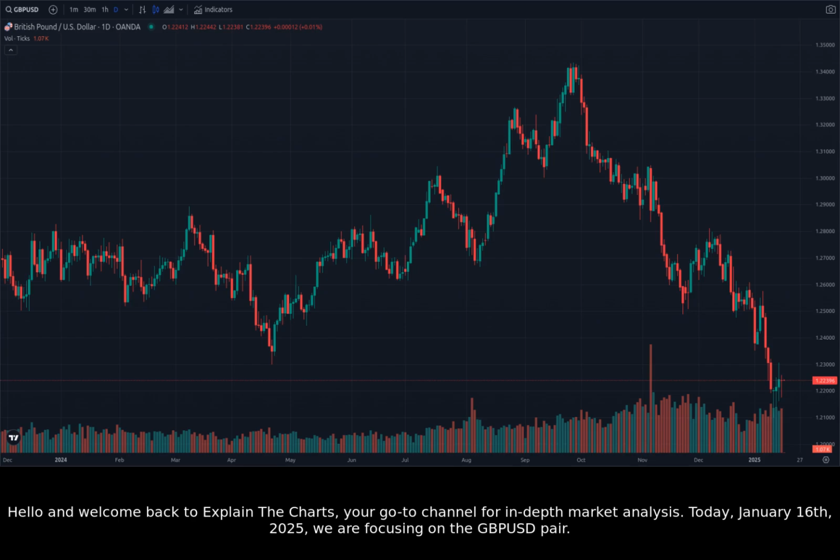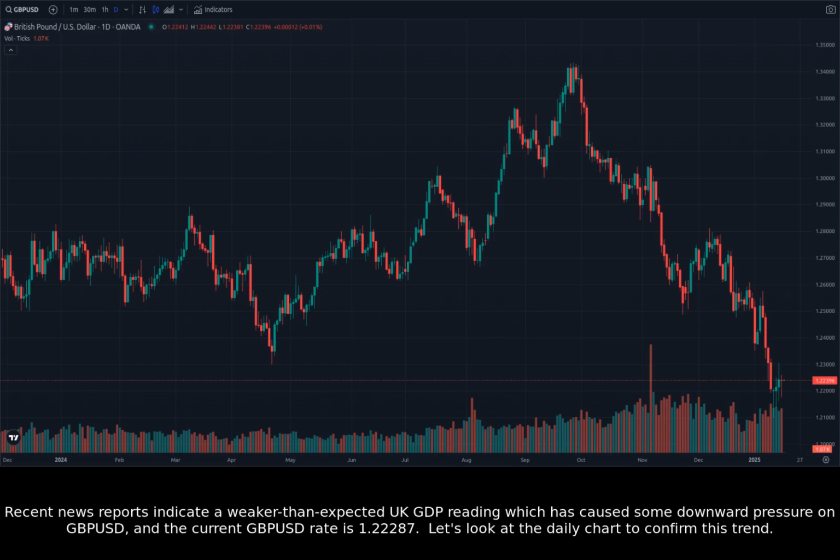Today, January 16th, 2025, we are focusing on the GBPUSD pair. Recent news reports indicate a weaker-than-expected UK GDP reading, which has caused some downward pressure on GBPUSD, and the current GBPUSD rate is 1.22287. Let's look at the daily chart to confirm this trend.